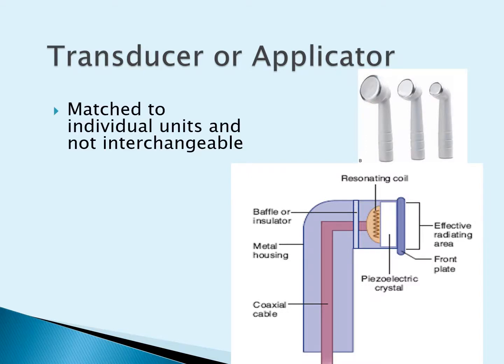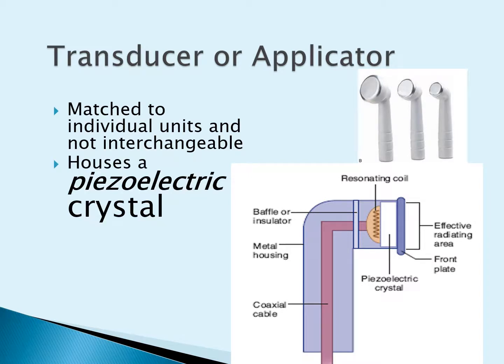There's our transducer applicator. It matches the individual's unit and is not interchangeable, meaning that if you have a unit for a BTL ultrasound, you cannot then use that BTL applicator on a Chattanooga ultrasound. They're design specific per manufacturer.